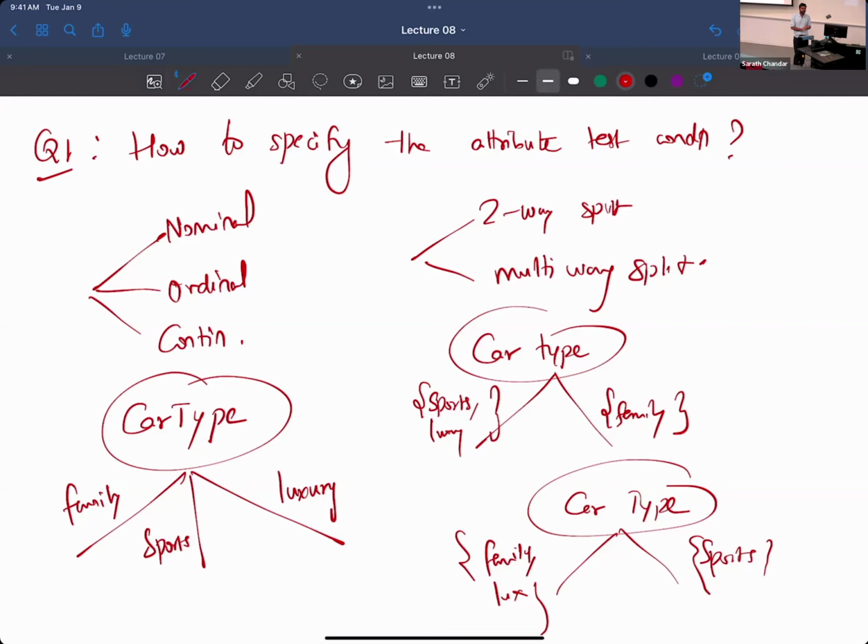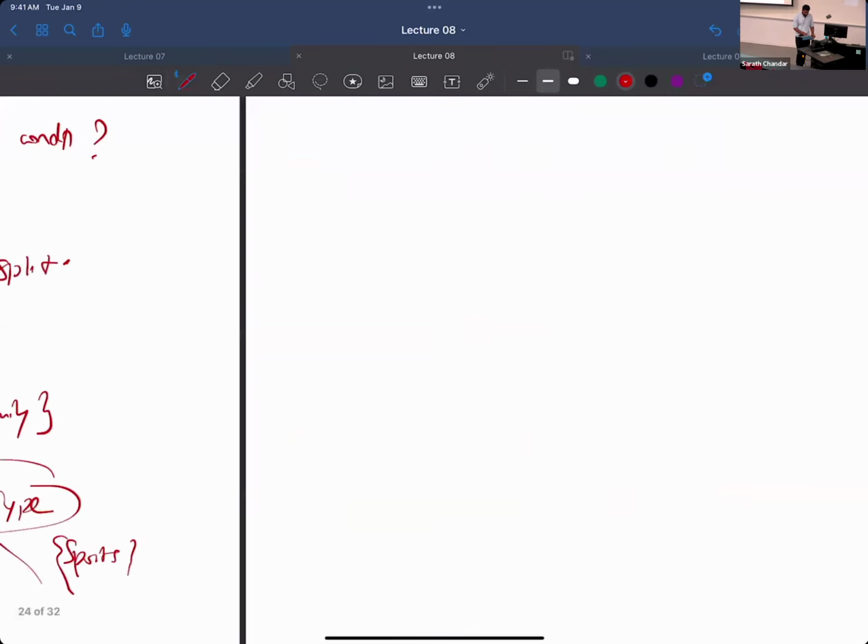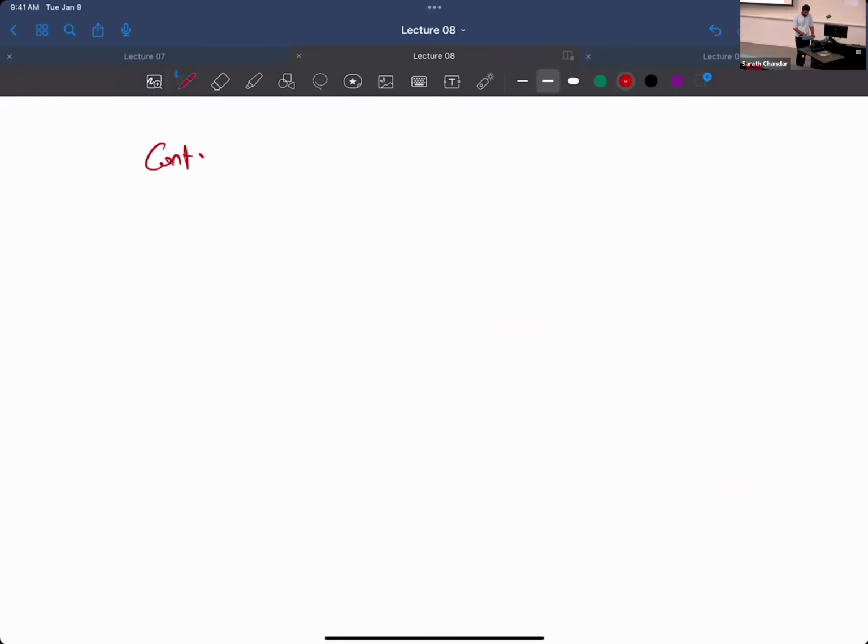Yes. Okay, so now let's talk about continuous attributes, right? If I have continuous attributes like salary, for example, the taxable income, how do I split continuous attributes?